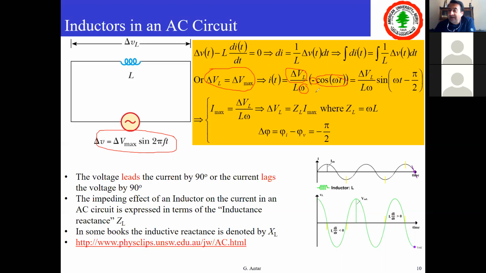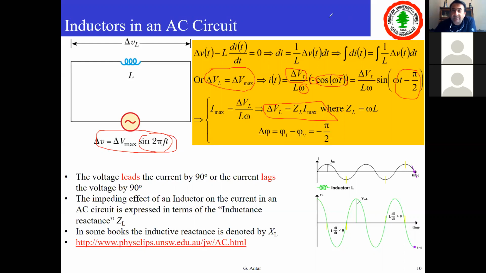Once again, if I want to compare the sine of omega t here to what I get, I need to put the minus cosine as sine of omega t minus pi over 2. Now I'm going to have I max equal to delta VL divided by L omega, or delta VL equal to ZL multiplied by I max, which is basically Ohm's law, with ZL equal to omega L. And the phase difference phi I minus phi V is going to be equal to minus pi over 2.